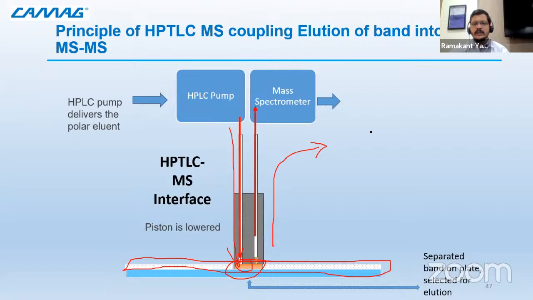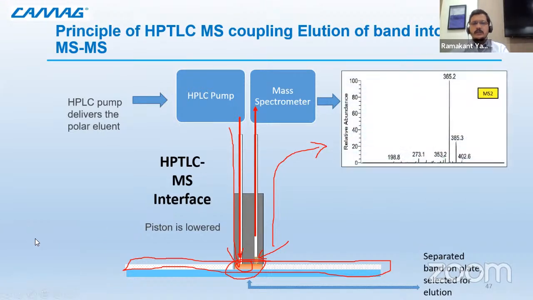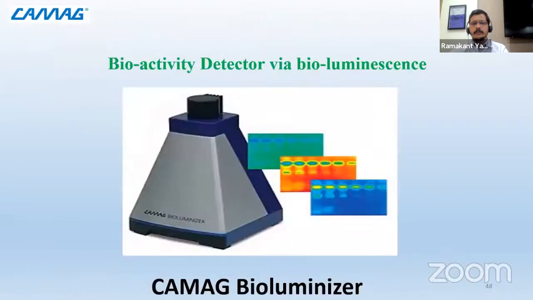And while going into the MS, the silica coming out along with that band will get filtered out here through an inline frit. So that is the specialty. A very pure fraction separated on the plate we can elute rapidly by using the TLC-MS interface, and we can find out the molecular mass of the separated band.